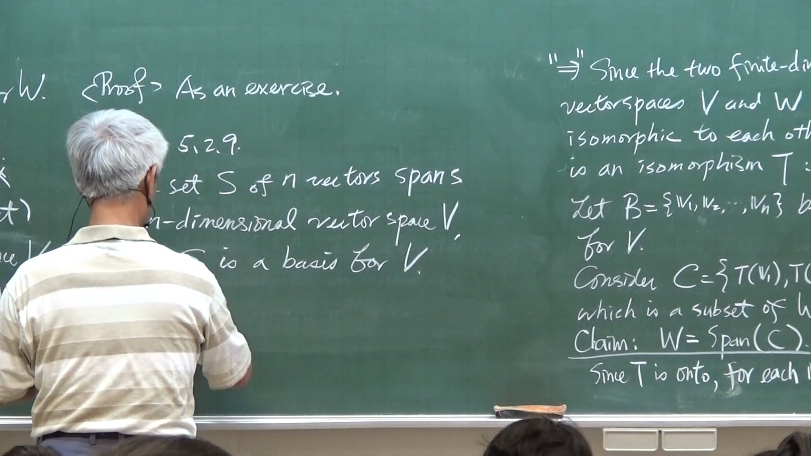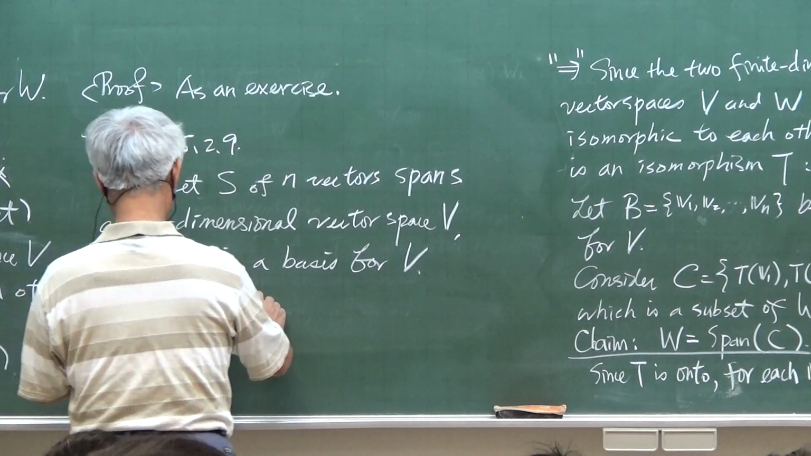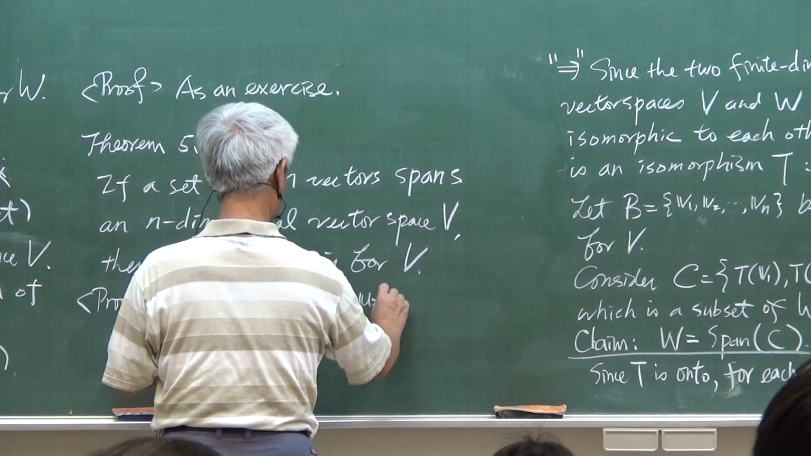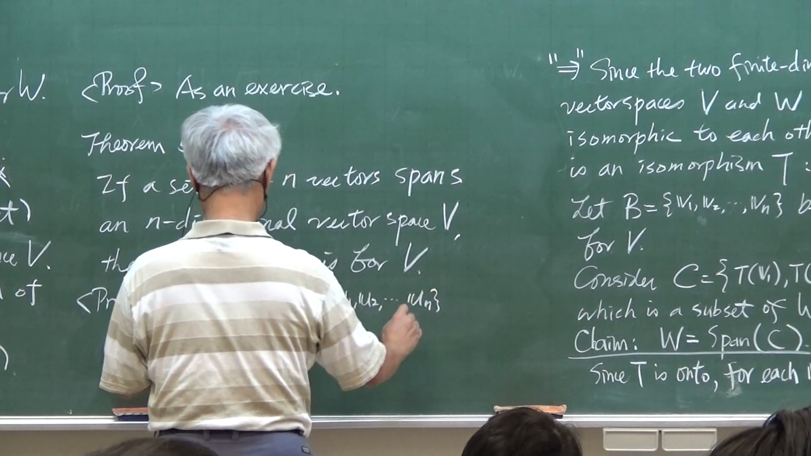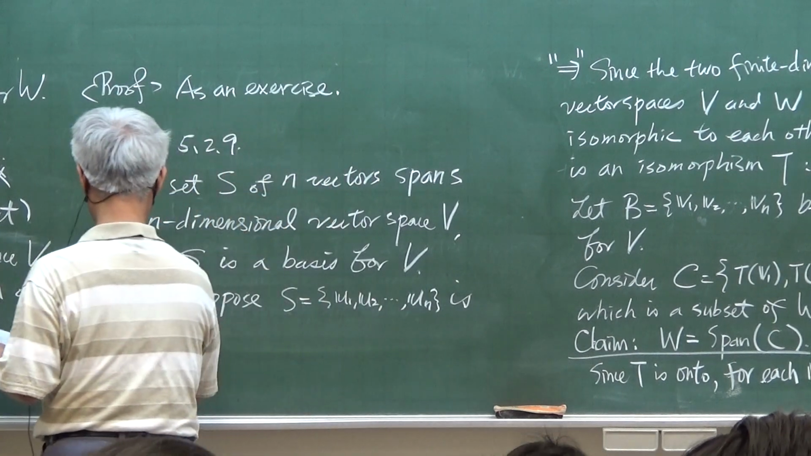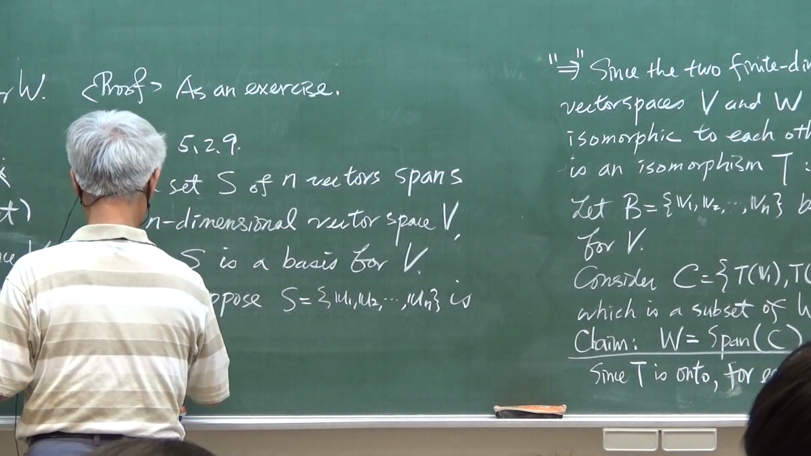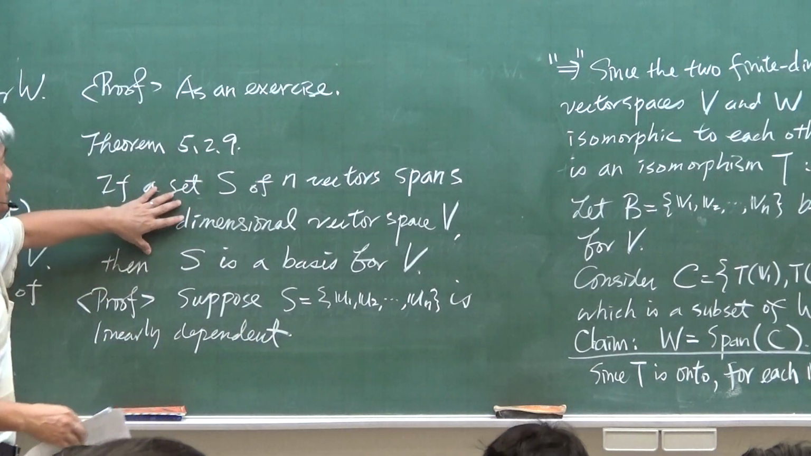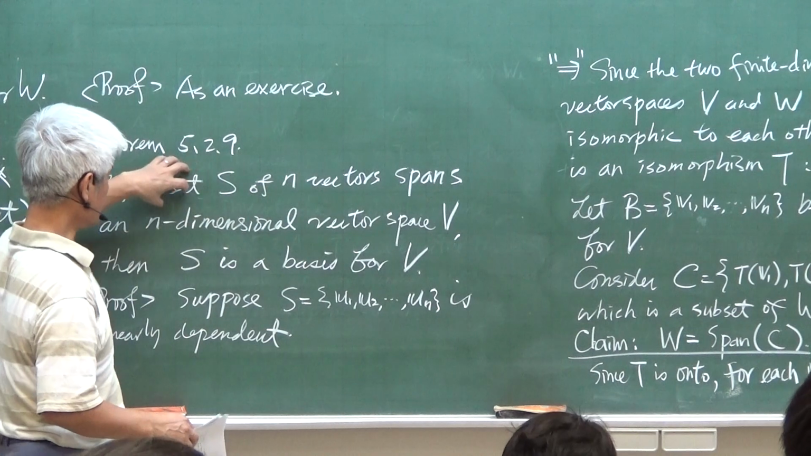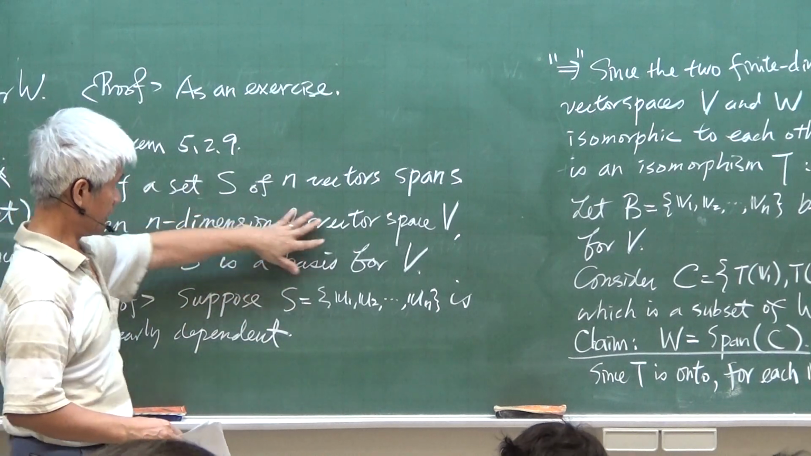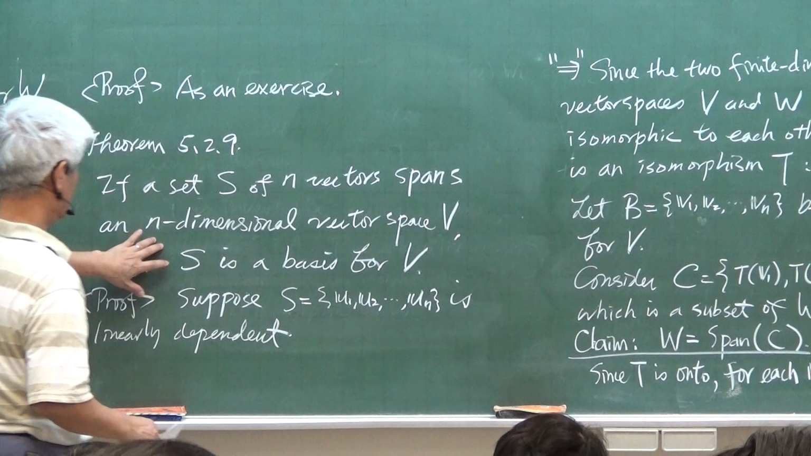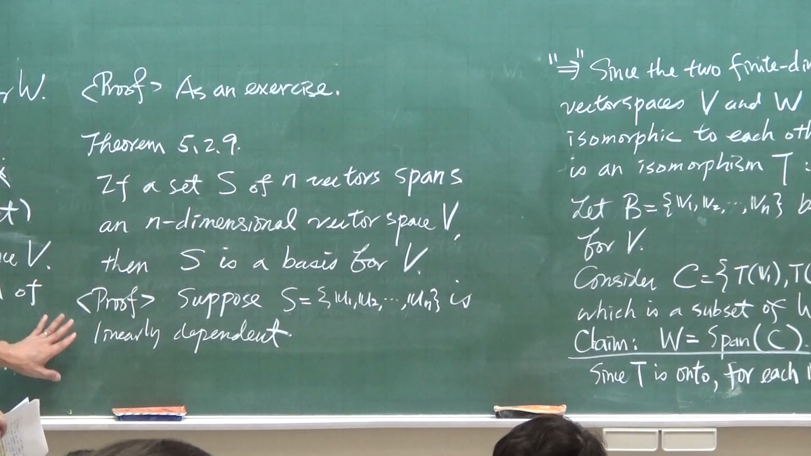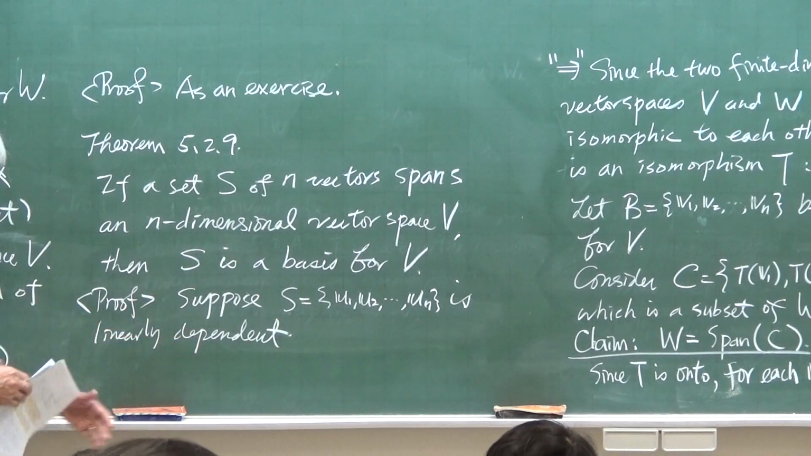Now, we prove it by contradiction. Suppose S equal to {u1, u2, up to un} is linearly dependent. So S spans V and the size of S is the same as the dimension of the vector space. And we suppose S is linearly dependent. Okay, and we want to show a contradiction.